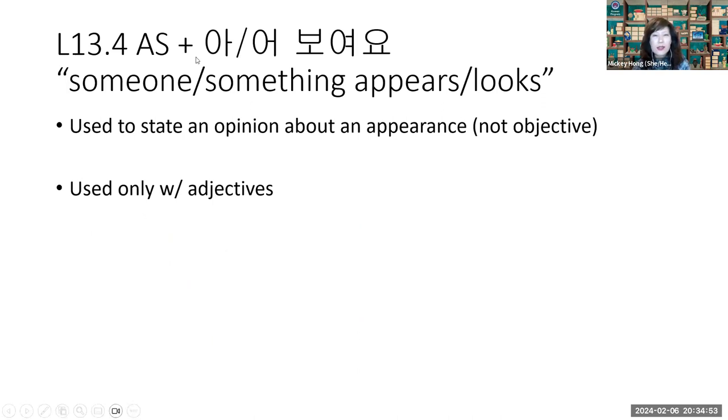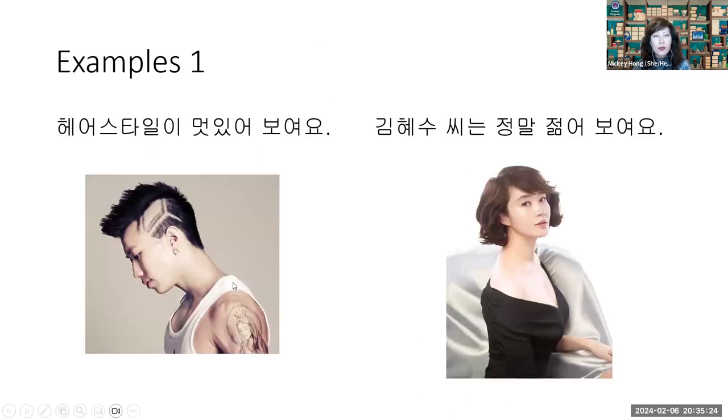Now we have a similar grammar, but how do you use this with adjectives? It appears to be a certain way, not saying it looks like something, but it appears to be a certain way. It's an opinion about something, and it's not objective. You're giving your opinion, saying, "Hey, it looks like this." It's your perspective. Use only with adjectives, not verbs. 헤어스타일이 멋있어 보여요. The hairstyle looks really cool. 김혜수 씨는 정말 젊어 보여요. The actress 김혜수 looks really young. Okay?